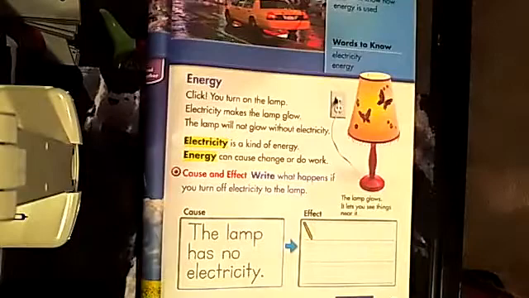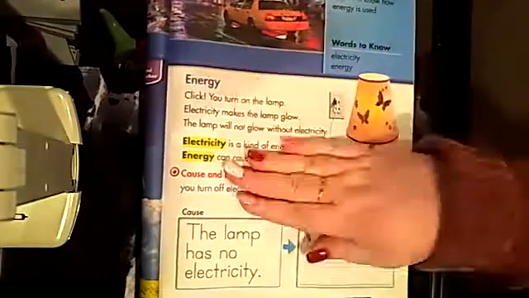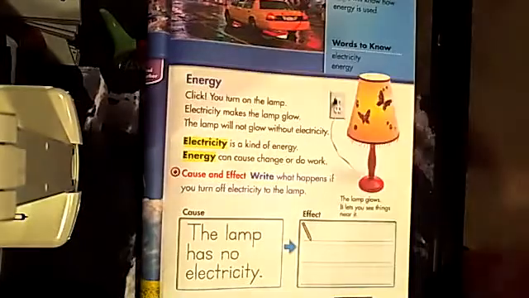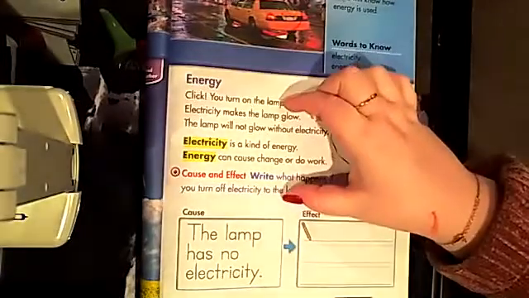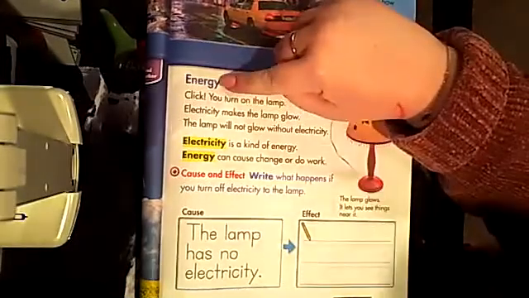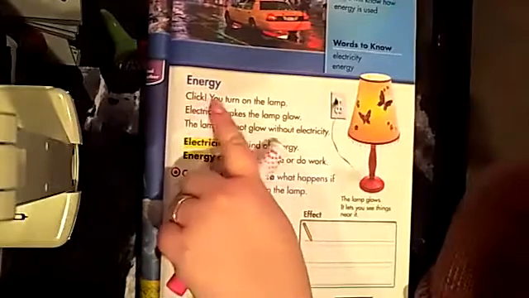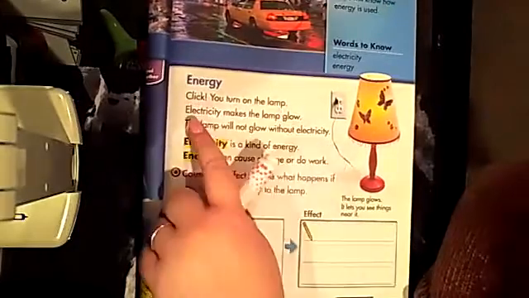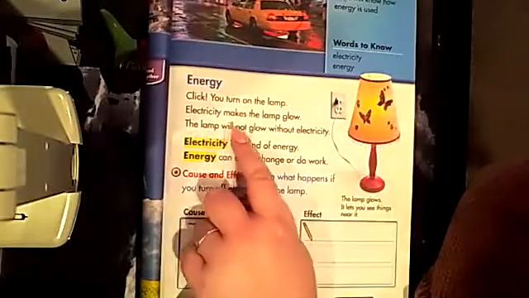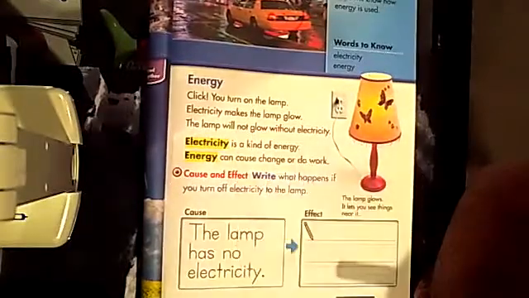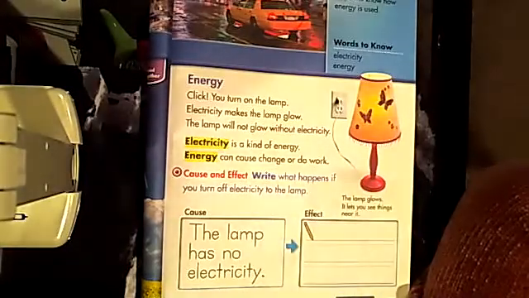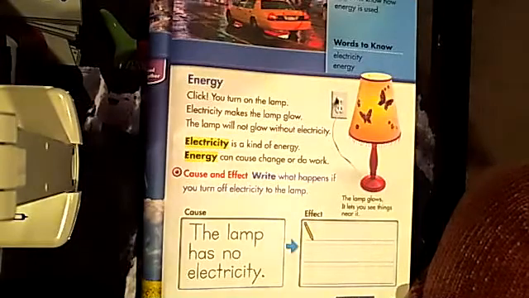We're going to look at our first heading. This heading tells us what the rest of the page, or what the rest of the writing under that, is going to be about. So it says energy. So we know that this entire section is going to be about energy. Good. So let's read it together. Energy. Click. You turn on the lamp. Electricity makes the lamp glow. The lamp will not glow without electricity. What? You probably knew that. If that lamp wasn't plugged in and getting electricity, it most certainly would not turn on.